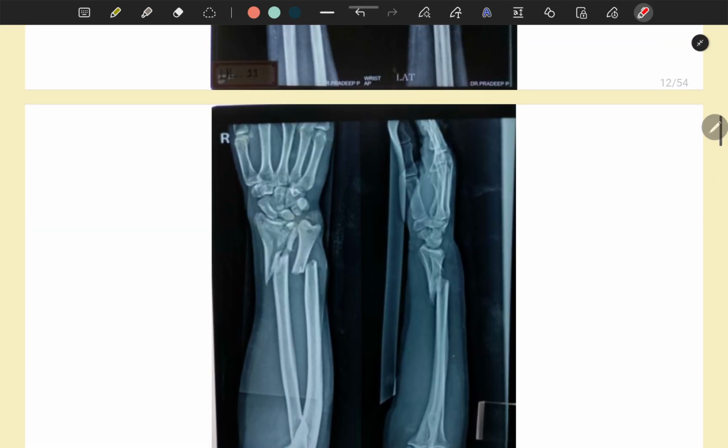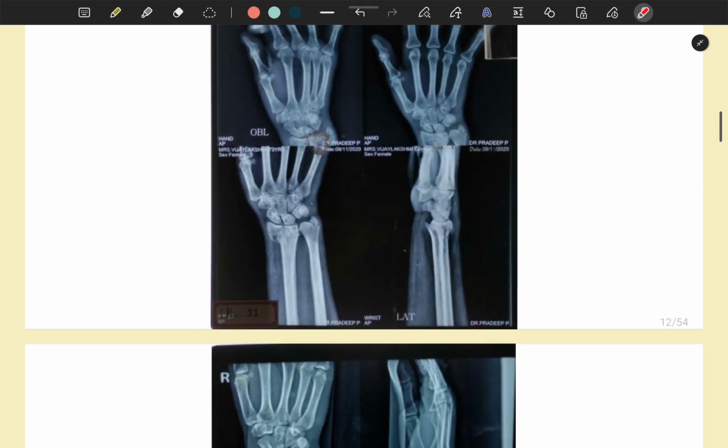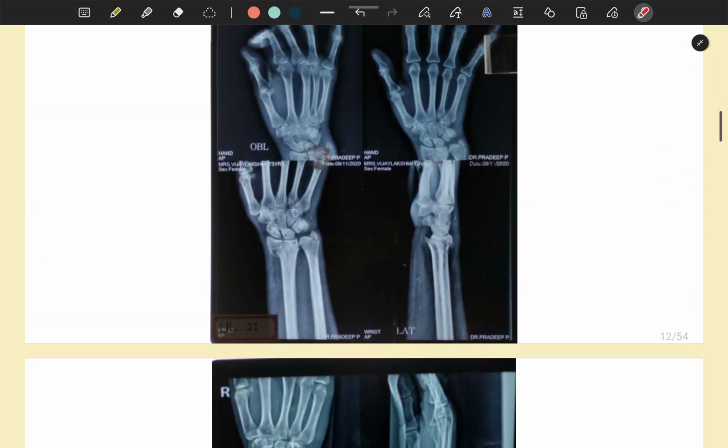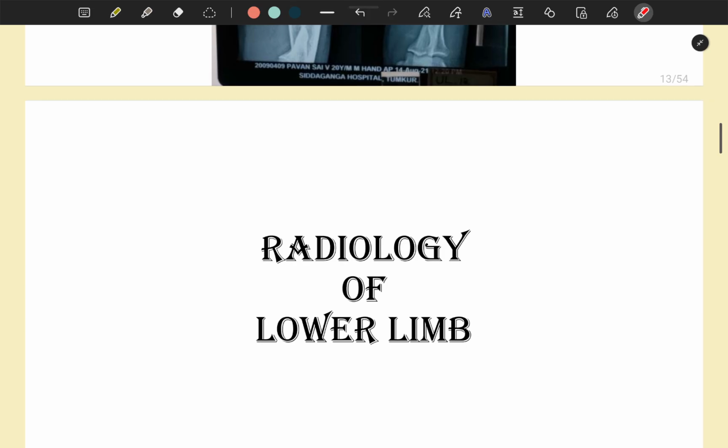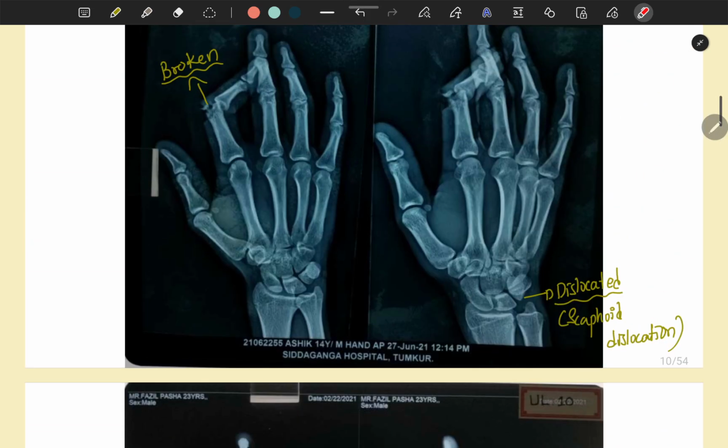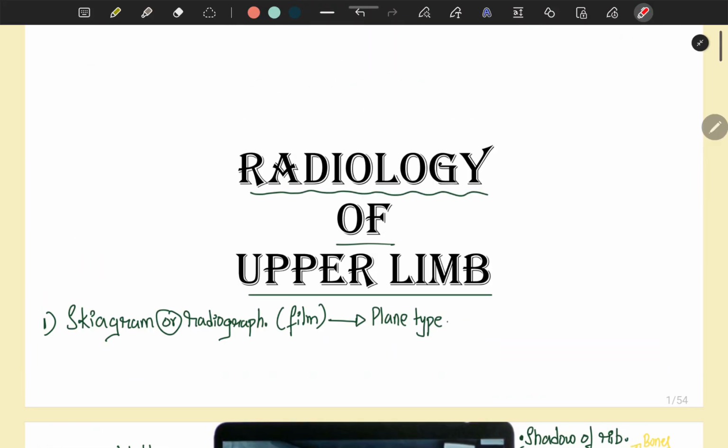So this is about the radiology of the upper limb. In the next class, I'll be discussing the radiology of the lower limb. Hope you understood. Thank you.